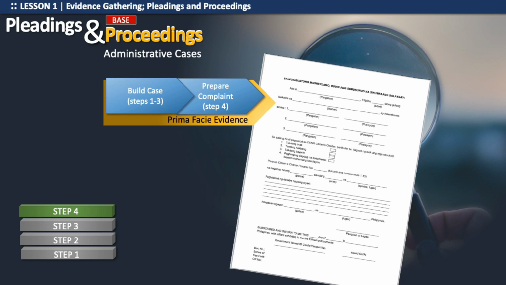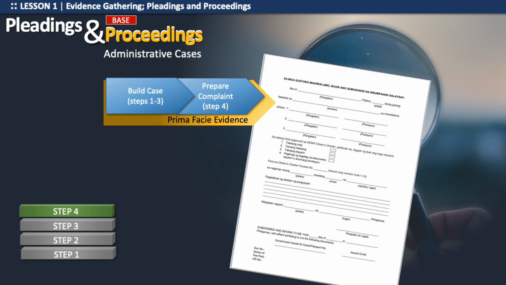And in providing that ultimate fact, it should provide the 5 W's and 1 H. Okay, if you're not familiar with those 5 W's and 1 H, okay, what we're referring to are the 5 W's and 1 H.